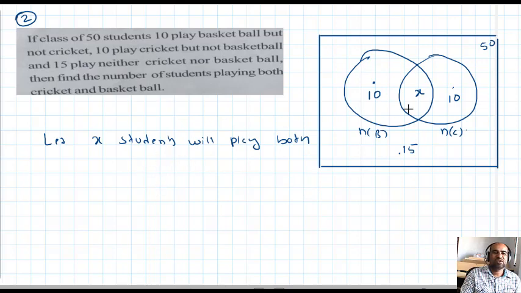Okay. Now what is the meaning of that? 10 plus x plus 10 plus 15 should be equal to 50. X plus 35 equal to 50. See, 10 plus 10 plus 10, 35. X equal to 15. What is the meaning of that? 15 members are playing both basketball and cricket.